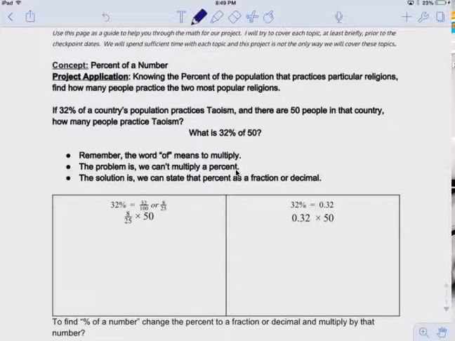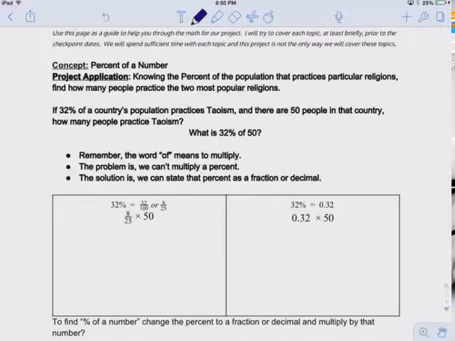Okay? So as I begin, we're talking about percent of a number, and in the project, it is to find the percent of the population that practices particular religions. In other words, we're trying to find out how many people practice the two most popular religions. So part of the project is you are to find the population of the country, and then the two most popular religions, what percent of the country practices these two religions.